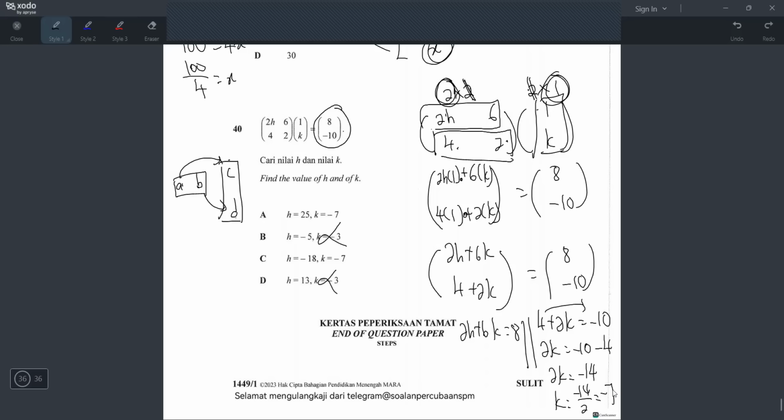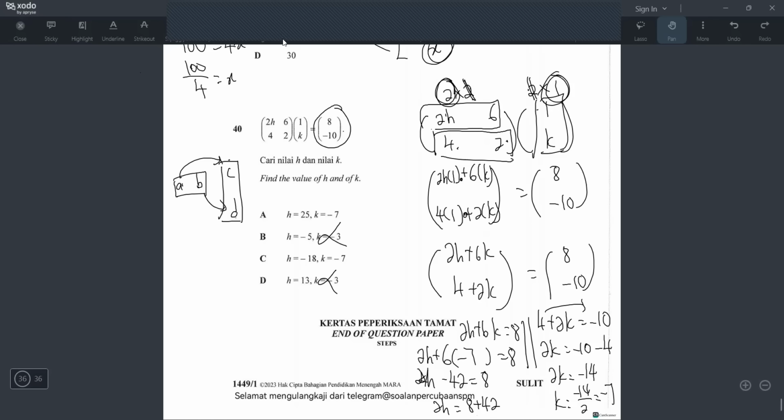So I think I have to ganti masuk the negative 7 inside here. Okay. So it becomes 2h plus 6k equals to 8. And then the k negative 7, just put it in. And then now we press calculator. Lah. Okay. This is not 6 minus 7. This is 6 times negative 7. So make sure you tekan 6 bracket negative 7. It's times, not minus. And then equals to 8. And then 2h equals to 8 plus 42, which is 50.